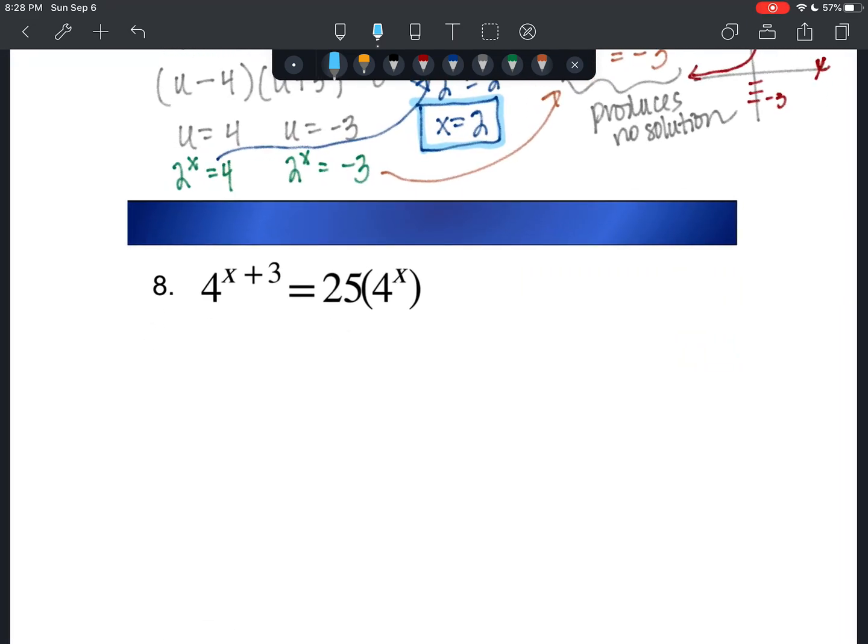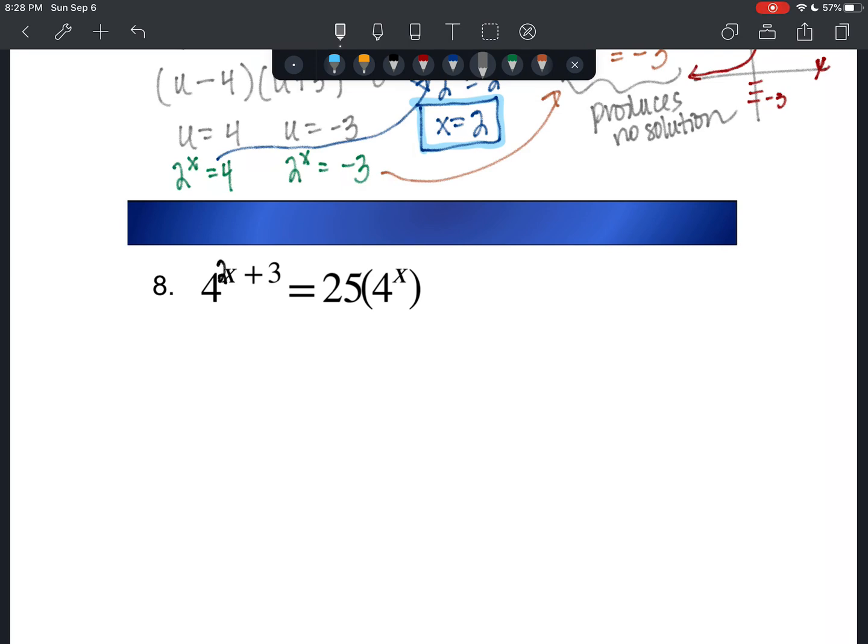Now what can we do here? 4 raised to the x plus 3 equals 25 times 4 to the x. And I think that there's a typo here. I think this is supposed to be a 2x plus 3. 4 raised to the 2x plus 3. So let's make it that. So 4 raised to the 2x plus 3 equals 25 times 4 to the x.